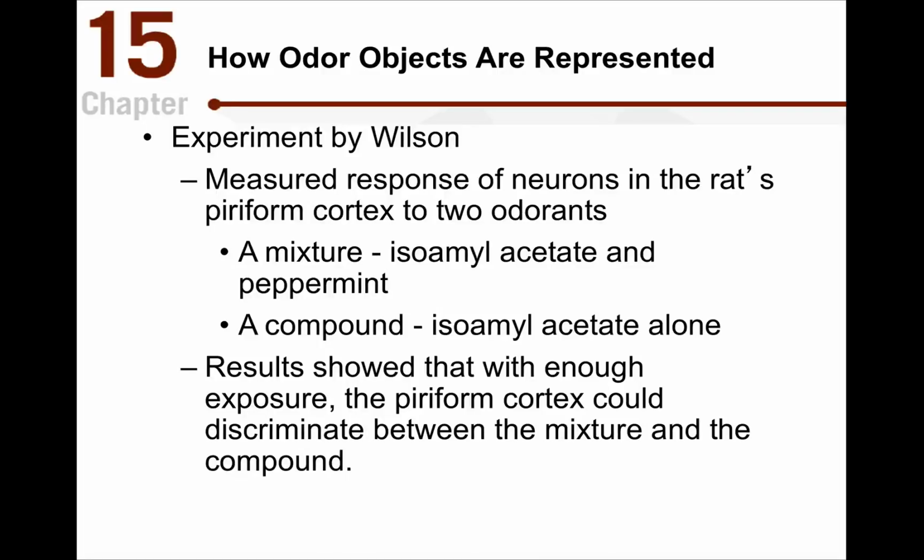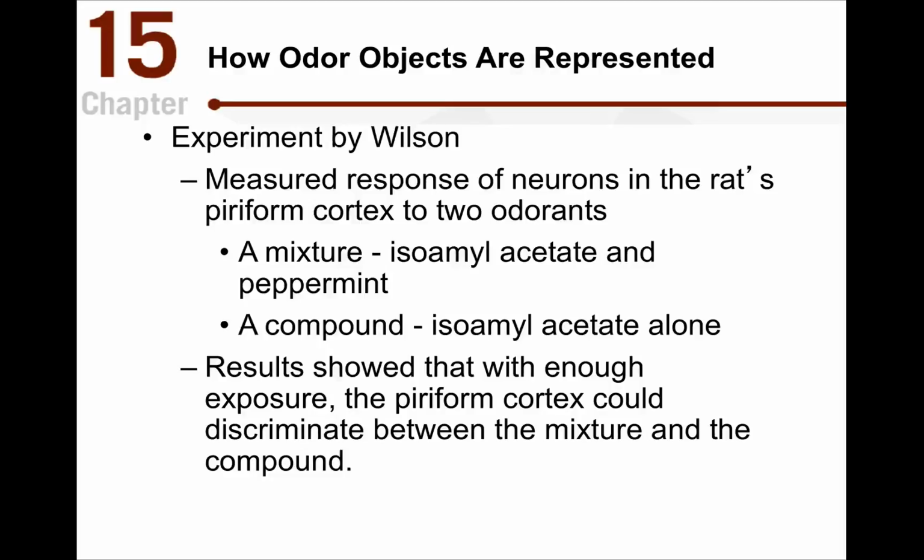So once you smell something, how is that thing represented in your brain? How is an odor object represented? Where is it represented? Well, Wilson did an experiment where he measured the response of neurons in the rat's piriform cortex to two different odorants. Basically what we have was isoamyl acetate mixed with peppermint. Remember, peppermint is very strong. And then just isoamyl acetate alone.